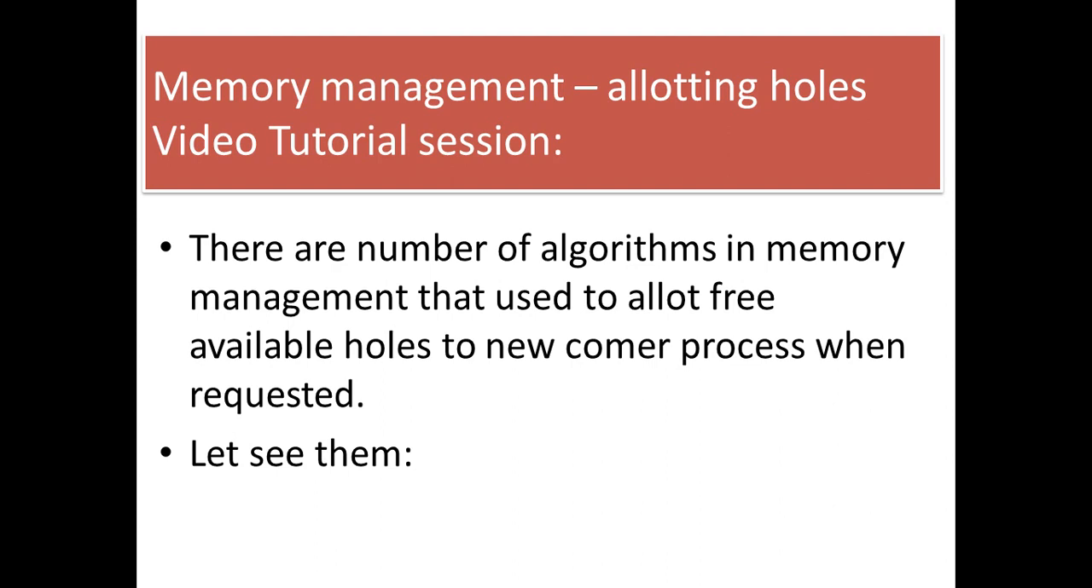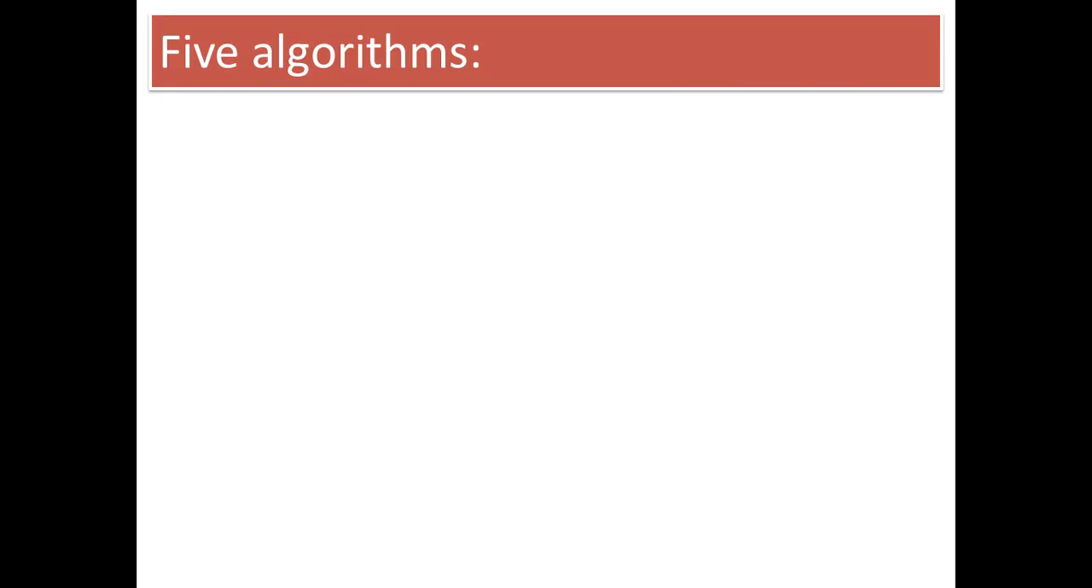There are a number of algorithms in an operating system that are used to allot the free available memory to any incoming process. Let's see those algorithms. There are 5 in number, according to the reference we are using.